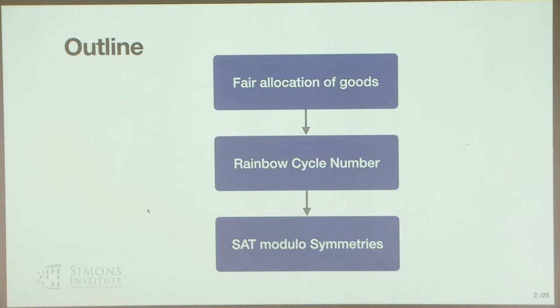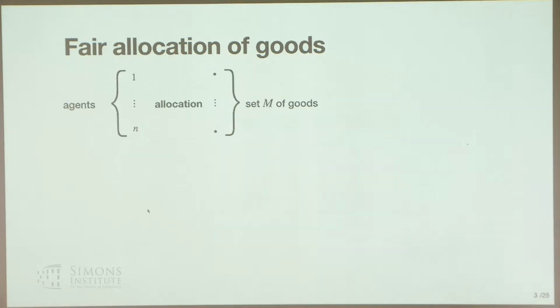But let's start at the beginning. What's the problem setting? Fair allocation of goods. So we have n agents, and we have a set M of goods. And now we want to allocate these. So here, this is our running example. It's a very trivial example. We have Alice and Bob, and the goods are a house, a laptop, and a paperclip.